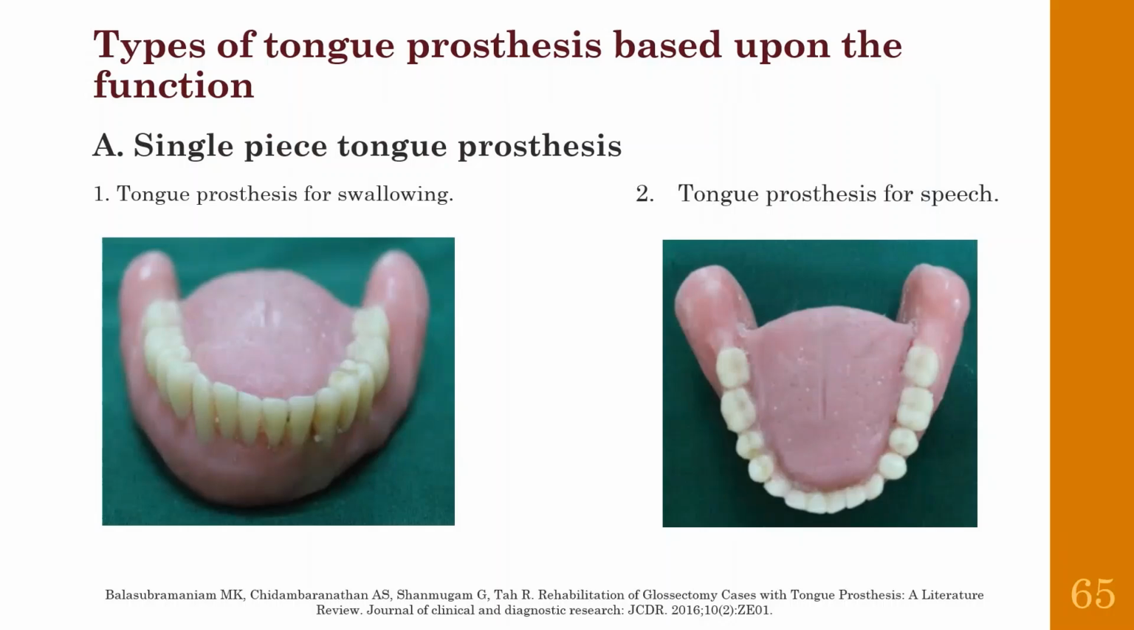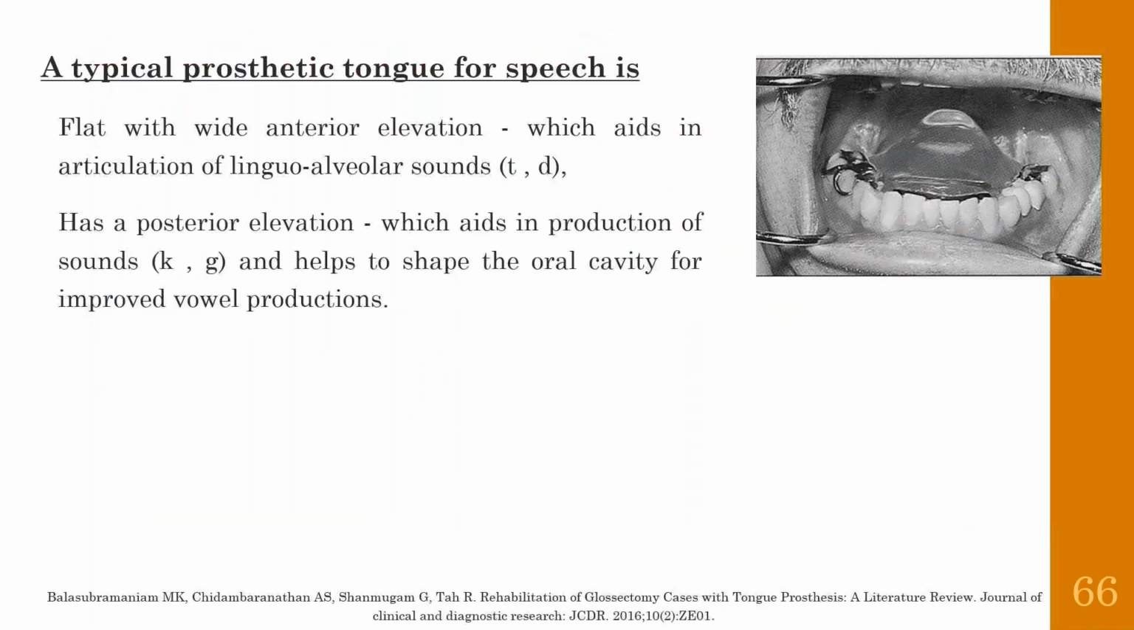The types of tongue prostheses based on function. There are single-piece tongue prostheses: one is for swallowing and the second is for speech. A typical prosthetic tongue for speech is flat with a wide anterior elevation, which aids in articulation of linguoalveolar sounds T and D. It has a posterior elevation, which aids in the production of sounds K and G and helps to shape the oral cavity for improved vowel pronunciation.